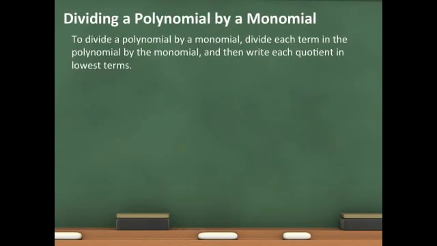To divide a polynomial by a monomial, divide each term in the polynomial by the monomial. Make sure to write each quotient in lowest terms. Let's look at some examples.